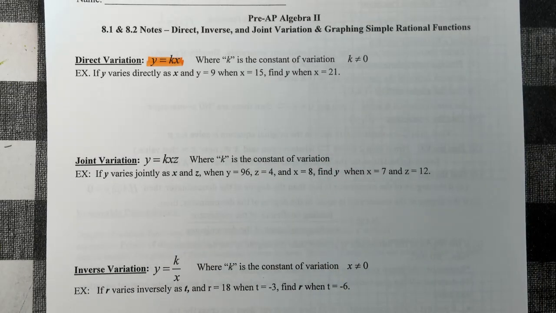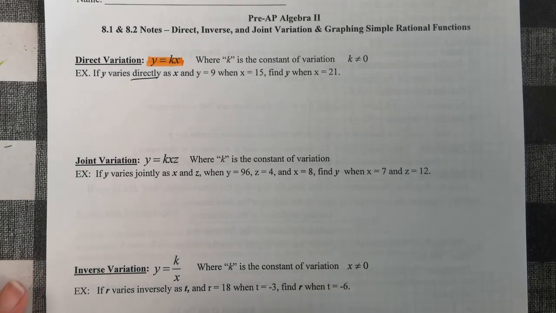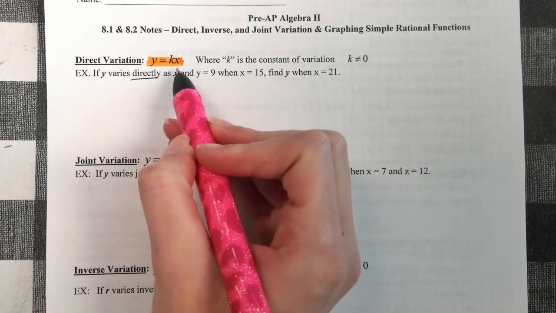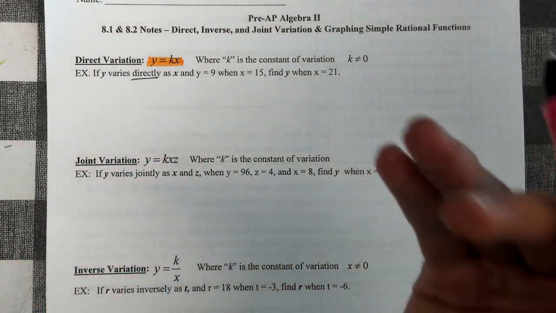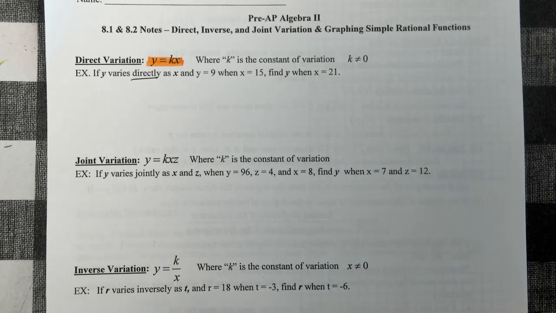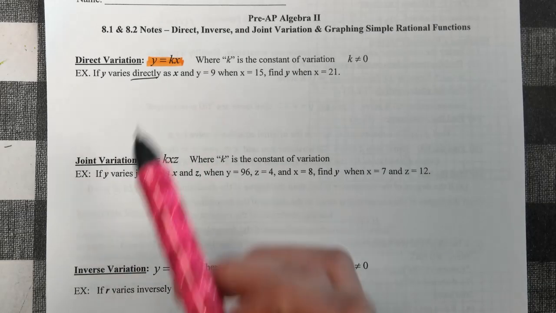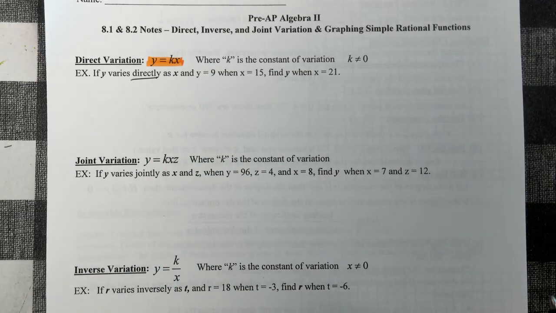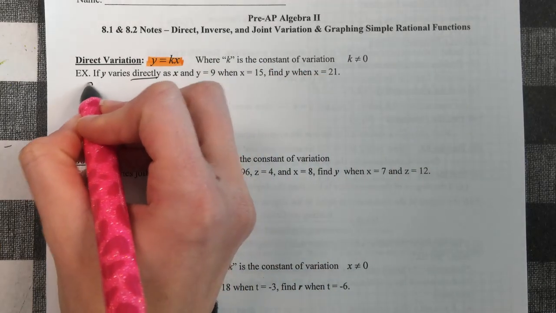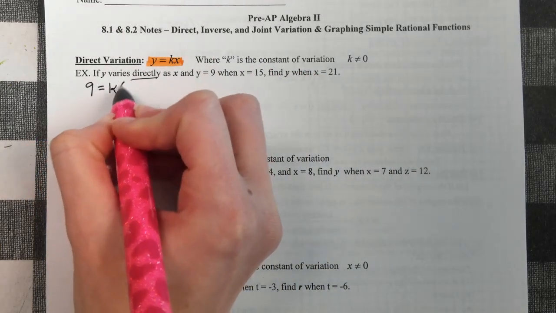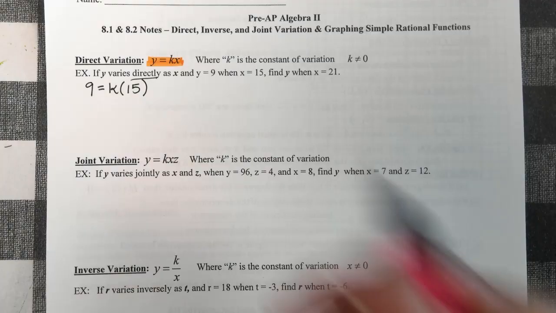So if it says y varies directly as x and y equals 9 when x equals 15, we have to know the moment you read directly, it's going to be that y equals kx. In the notes, it's easy to know because it's separated, but on your worksheet and your test, you have to know the formula based on that one keyword, okay? So if y equals 9 and x equals 15, all I'm going to do is plug that in. So 9 equals k times 15.